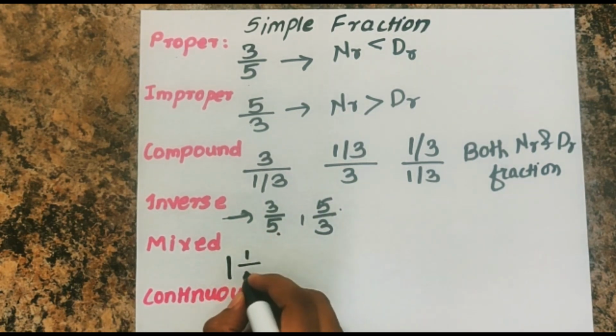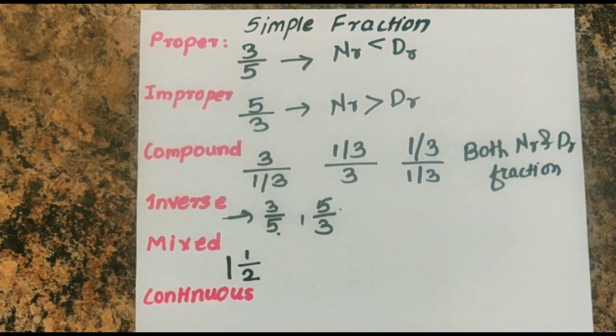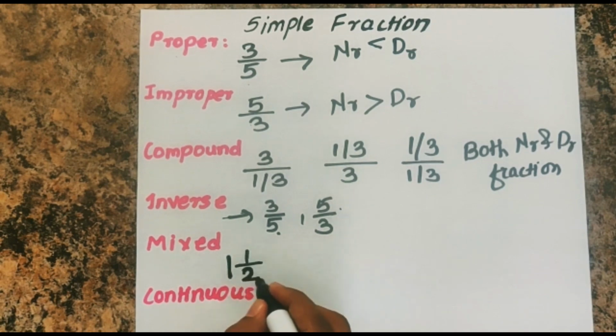What is a mixed fraction? A mixed fraction is a combination of an integer along with a fraction. So this is the integer, that is 1, and the fraction, which is 1 upon 2. So 1 and 1 upon 2 is a mixed fraction.